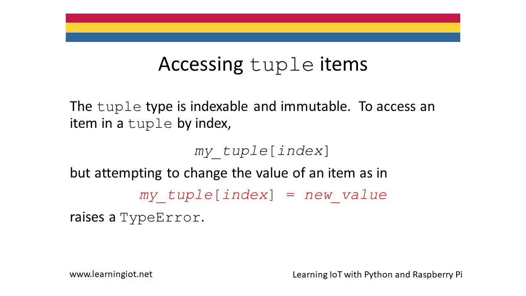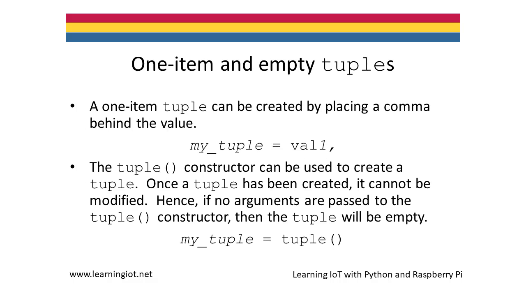You cannot add or remove items from a tuple, and you cannot change the value of an item in a tuple. A one-item tuple can be created by placing a comma behind the value. The tuple constructor can also be used to create a tuple. However, if no arguments are passed to the tuple constructor, then an empty tuple is created. If an empty tuple is created, it will remain empty because no items can be added to it.